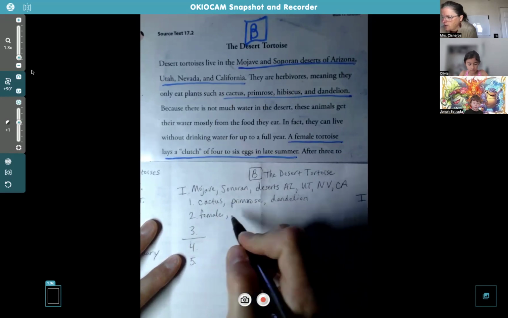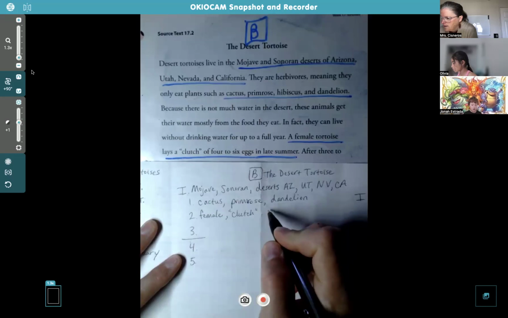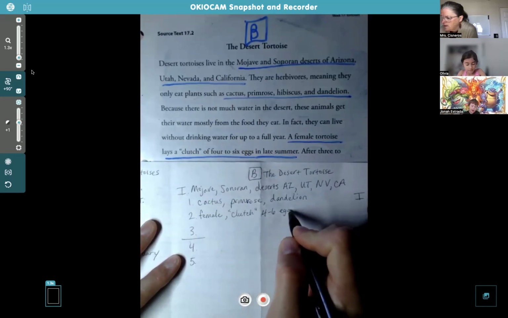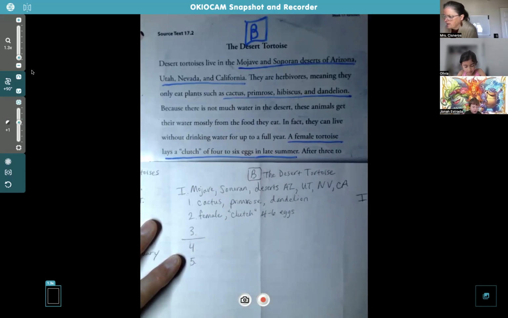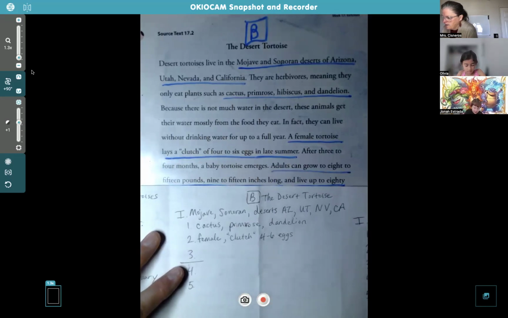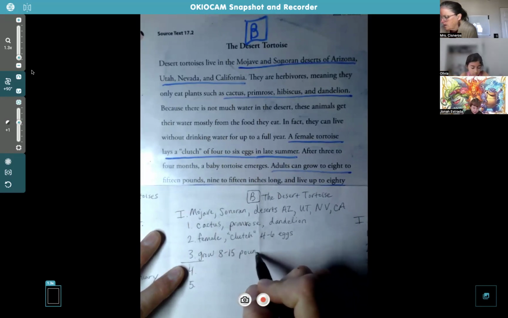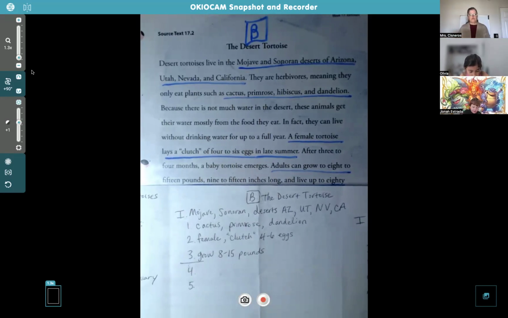Okay. I'm going to do this kind of quick because we're running out of time here, but I'm going to put clutch, 4 to 6 eggs. That is another list. Okay. I'm gonna stop there because we're running out of time and I gotta show you how to build the fused outline.